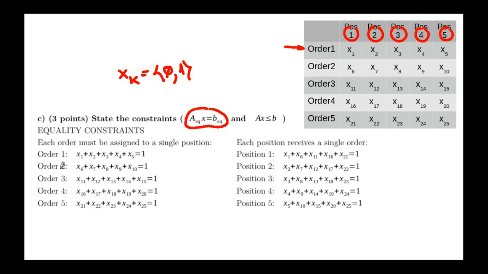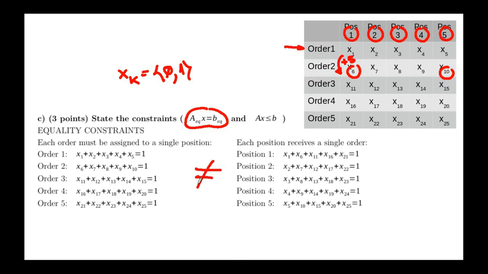What about order number 2? It's the same, but the sub-indices are moved 5 positions. What about order number 3? It goes the same way, 4 and 5. Let's go to a different equality constraint, but it's also an equality constraint. Every position receives a single order.